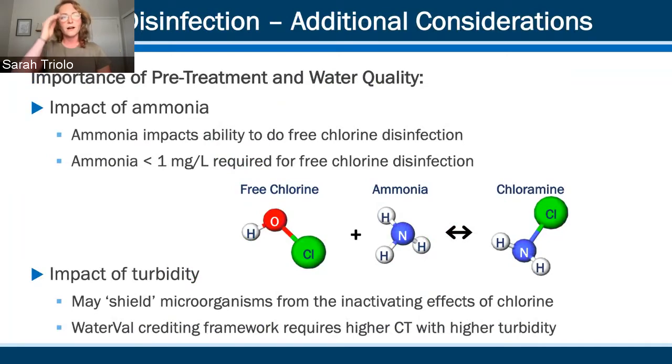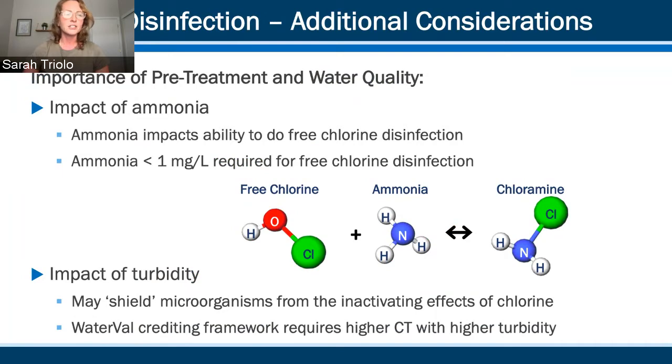And just a couple of additional considerations for chlorine disinfection. So pre-treatment and water quality are both really important for chlorine disinfection and making sure you're actually achieving the inactivation that you are anticipating. So one thing that can be really important is the presence of ammonia, which we know is going to be present in black water and likely in gray water as well. And ammonia impacts your ability to do free chlorine disinfection because it reacts with free chlorine and converts to chloramine, which is a less powerful disinfectant.